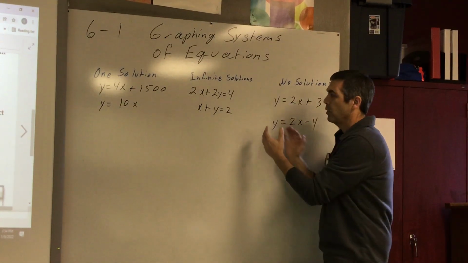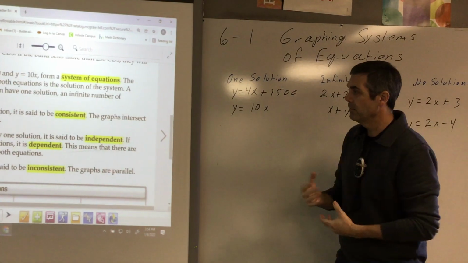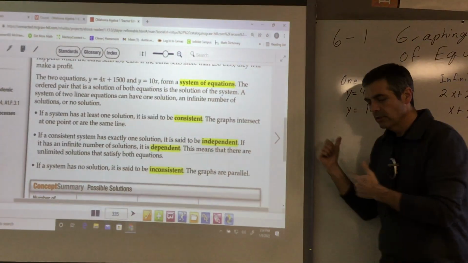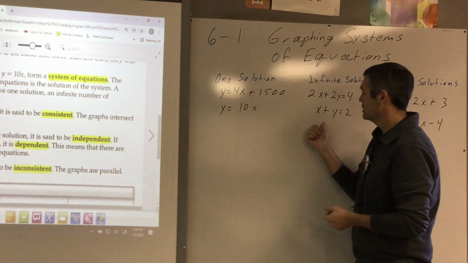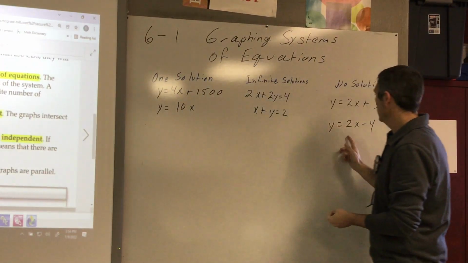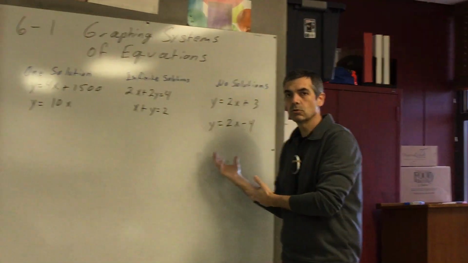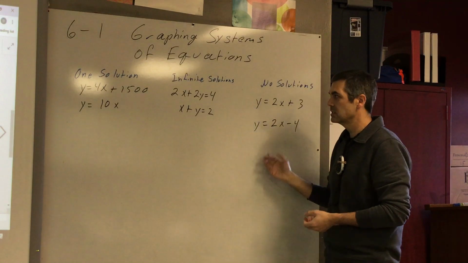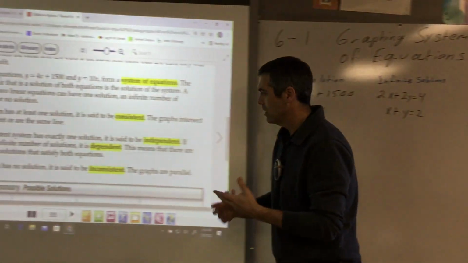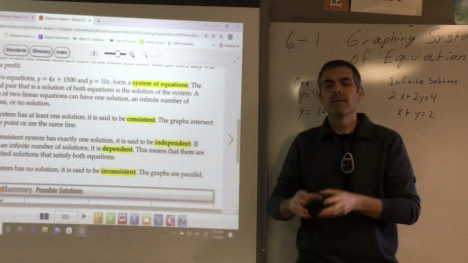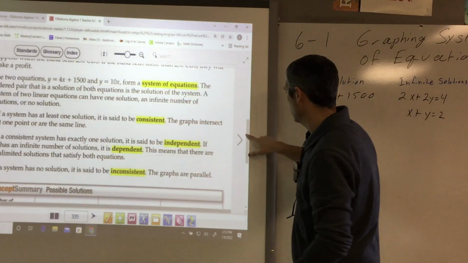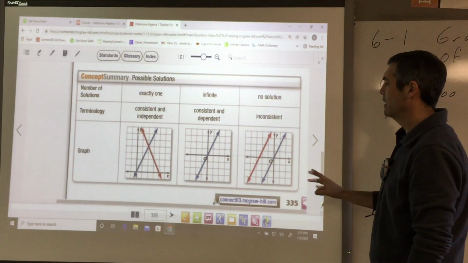So these are what the equations look like. We're going to talk about what it looks like when you graph them in just a second. But the other thing I want to talk about is that these two are considered consistent because they have a solution. This one is inconsistent because there is no solution. So no solution is inconsistent; infinite and one solution are both consistent. They also talk about independent and dependent. I'm not going to go into that, mainly because I don't want it to confuse you with independent and dependent variables. We may come back to that later on.